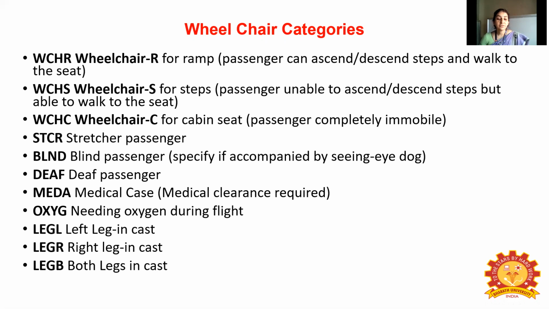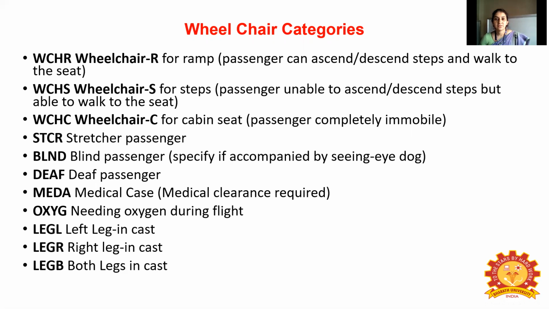They have these terminologies, WCHR. It's a technical code. Similarly, for each and every wheelchair category, these codes are used. WCHS is for wheelchair, for steps. So sometimes people can walk to some extent and may not be able to climb, whereas sometimes people can't even walk. So accordingly, the categories also change. They're completely immobile. They can't even take one step further. That is WCHC. So these are the three variations: ramp, steps, and cabin.